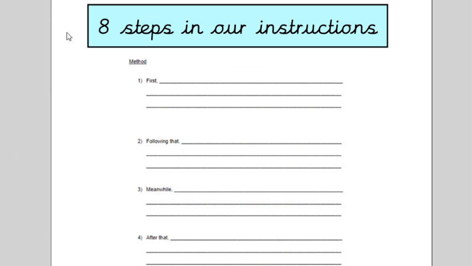So yesterday, we talked about there's going to be 8 steps in our instructions altogether, and yesterday you wrote the ingredients and the first 4. Now, before we start thinking about continuing with our writing, I would like you to pause this video and go back to your writing, and I'd like you to check for sense. So reread it, does it make sense? And I'd like you to check for your spellings and also your punctuation.